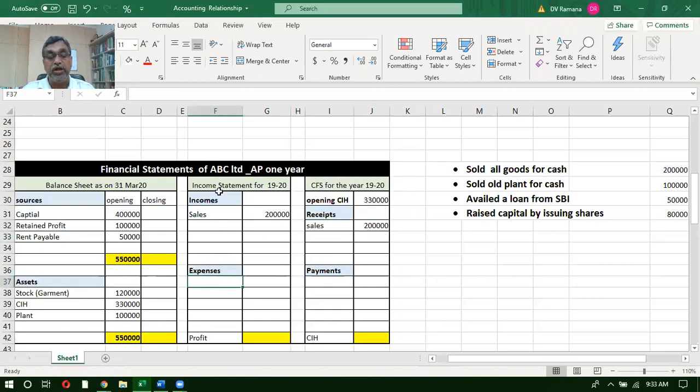So sales is 200,000. This is an inflow or a receipt, but an income. And whenever there is an income, there has to be cost of goods sold, okay? And the cost of goods sold will make the stock zero because the entire stock is sold.